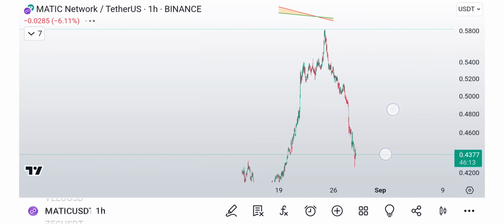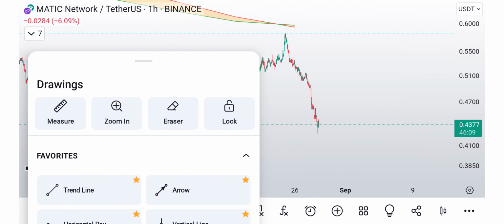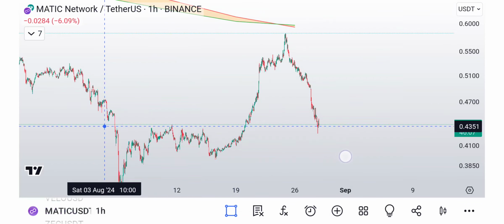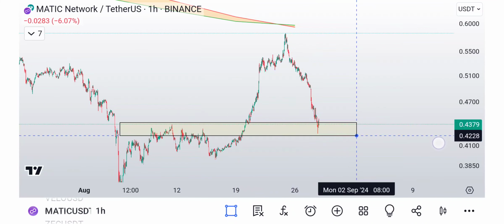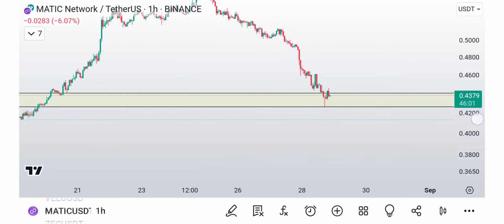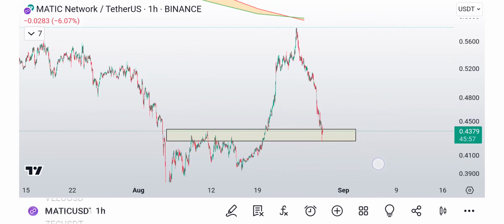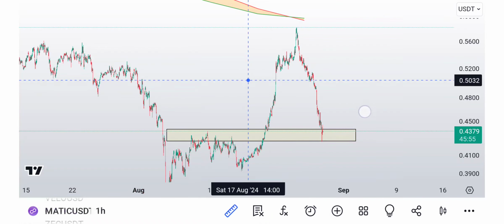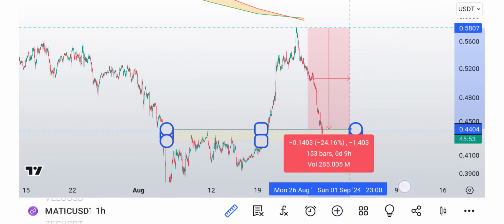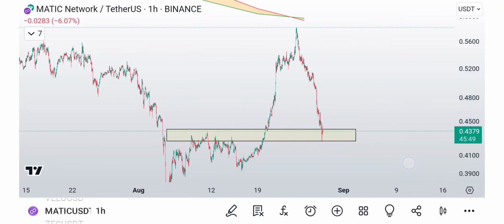Matic. Now Matic came down quite a bit, but that's okay, right? Because Matic went up a lot. And look what Matic did. It came all the way back down to back test that area. So if I'm looking at a coin to buy, I would think probably Matic, just because of how much it fell. I mean, it fell, you know, what was that, 26% there?